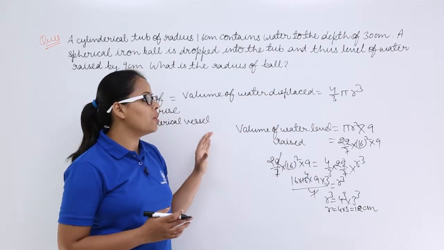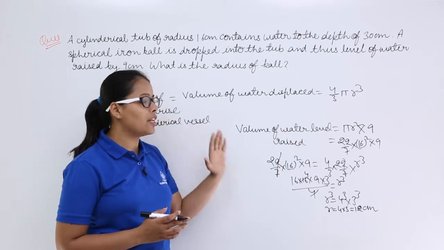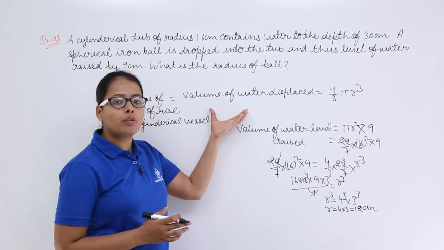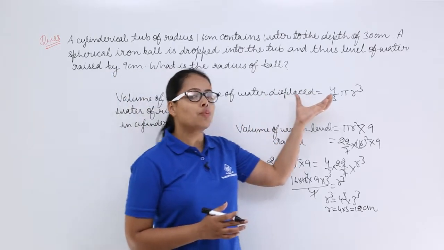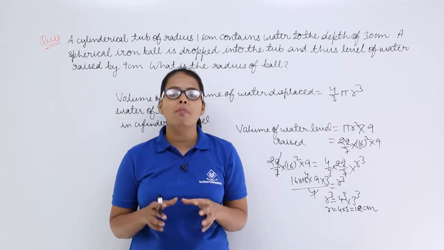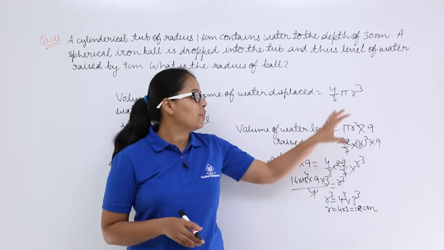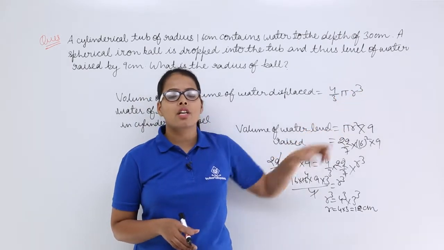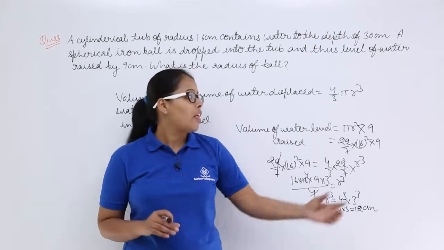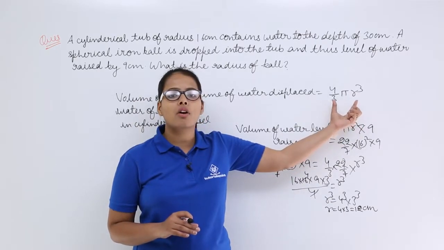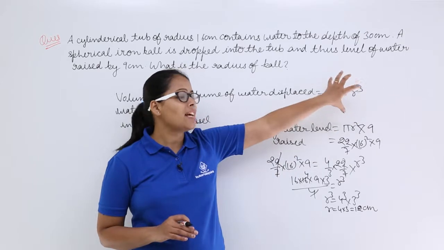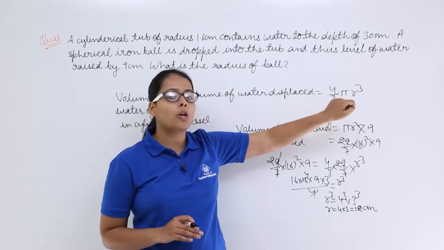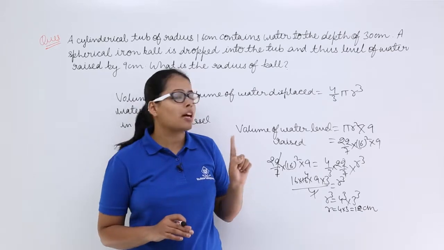In every case, when you find a scenario like this, you'll always do the same thing. You'll calculate the volume of the water displaced, which will be equal to the volume of the shape immersed into that water. If that is a cylinder, then the volume will be pi r square h. If that shape is a cone, then the volume will be 1/3 pi r square h. But as this shape is an iron spherical ball, the volume here is 4/3 pi r cube.